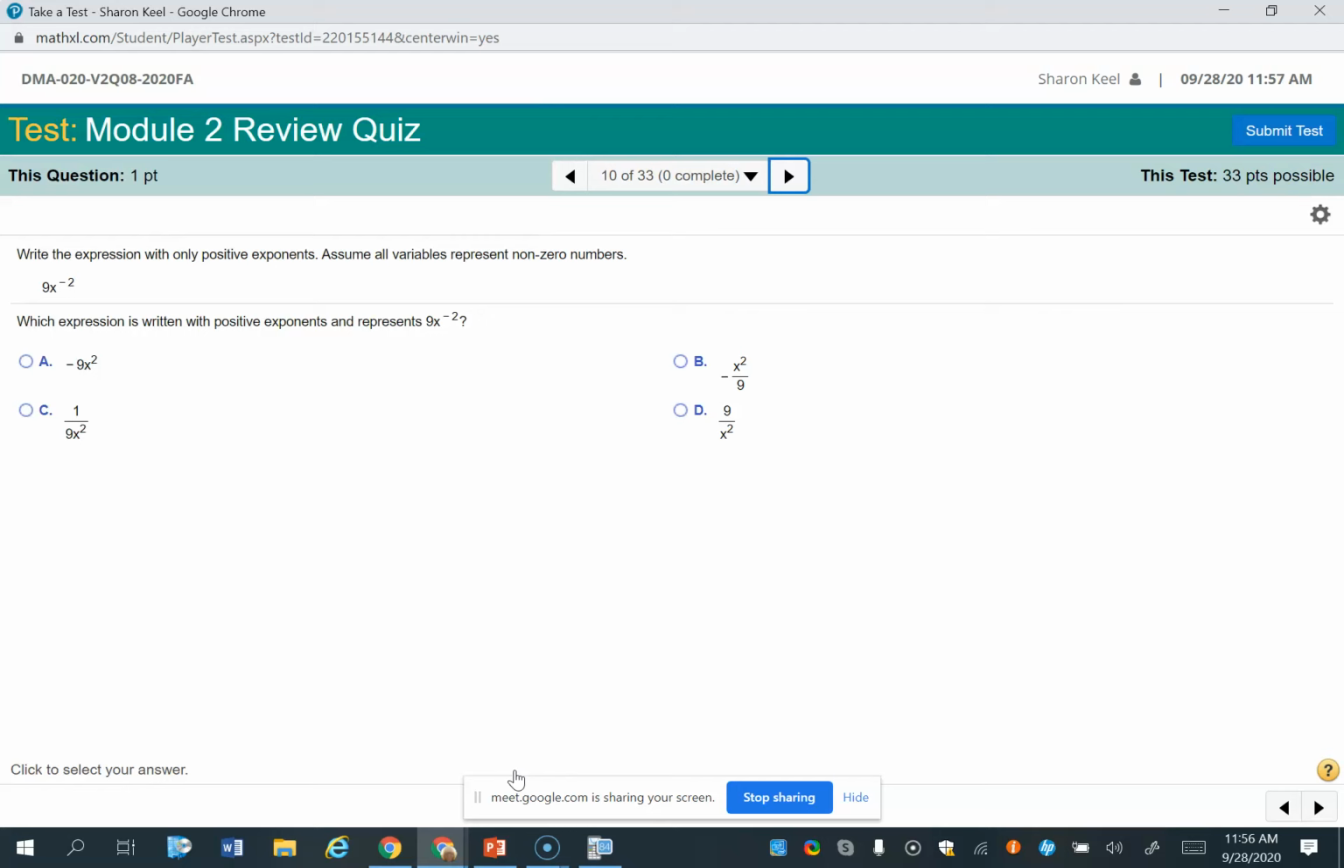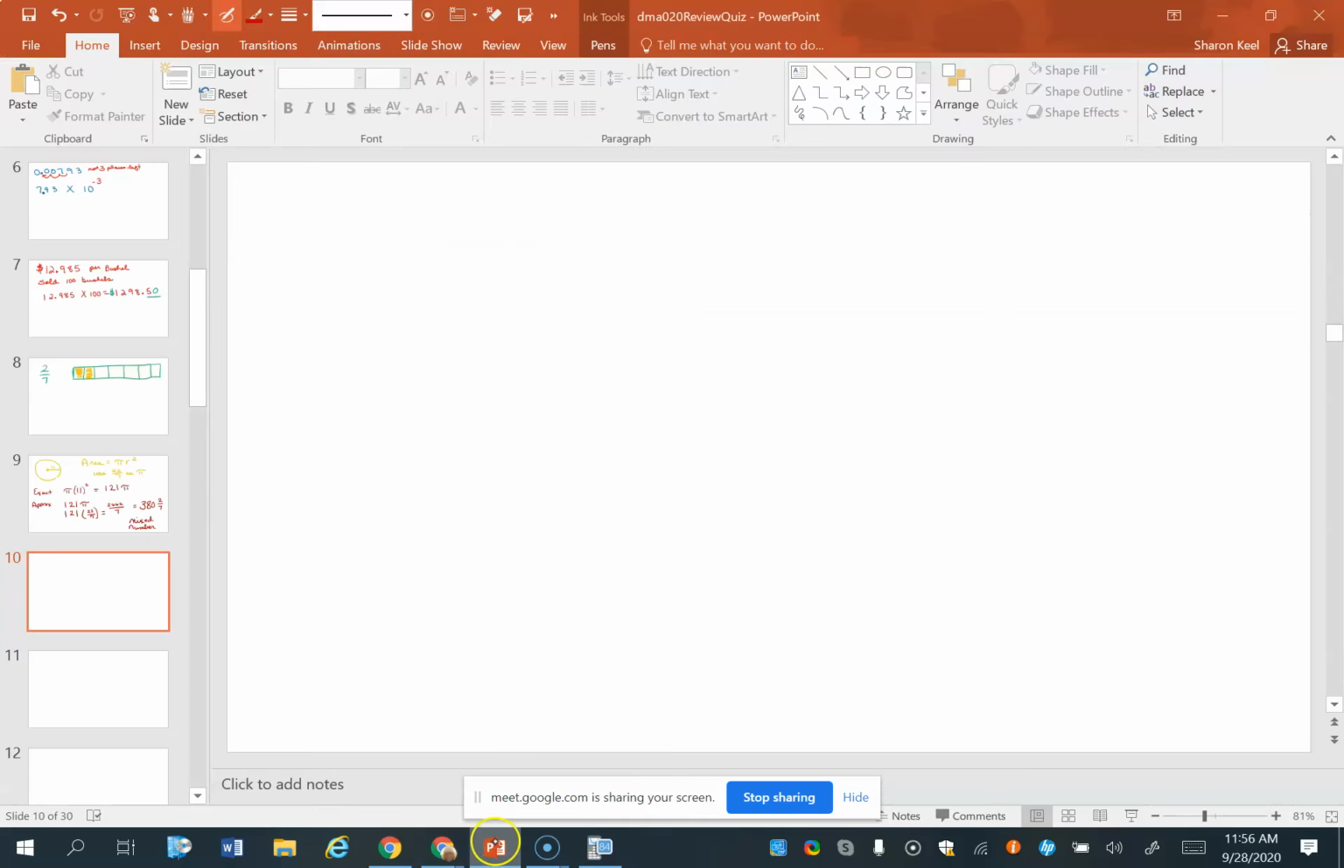Write the expression with only positive exponents. Assume all variables represent non-zero numbers. So we have 9x, and the x is to the -2nd.